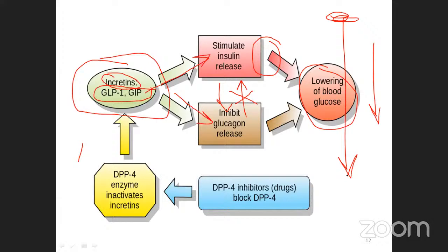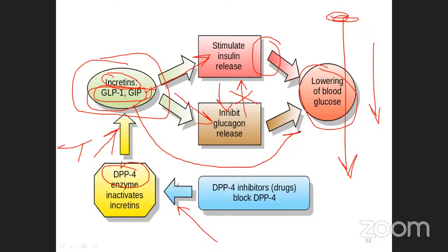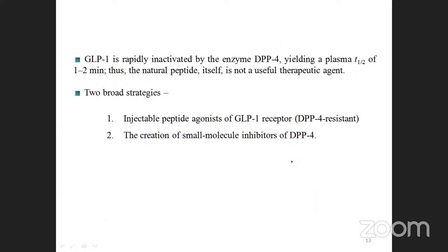This GLP-1 and GIP from the L cells are destroyed by the enzyme DPP-4. So we have another drug target, DPP-4. If we block DPP-4 with drugs like gliptins, DPP-4 will not be able to degrade the incretin. So incretin will keep working on lowering blood glucose level. Next is basically GLP-1 associated things.